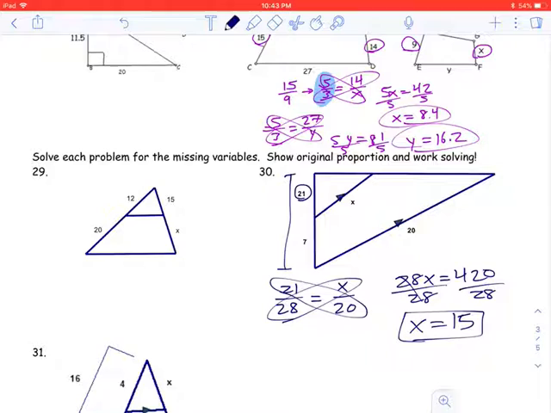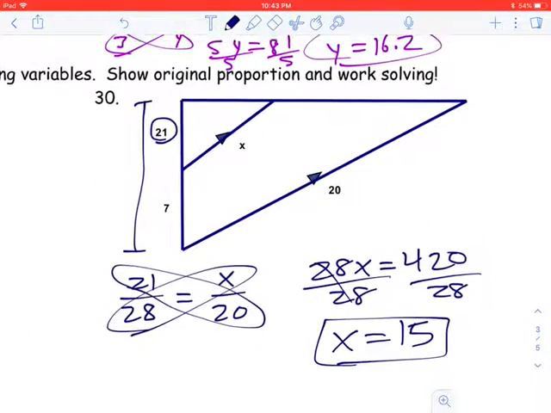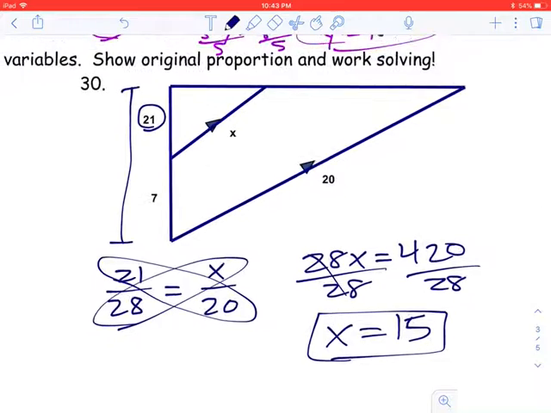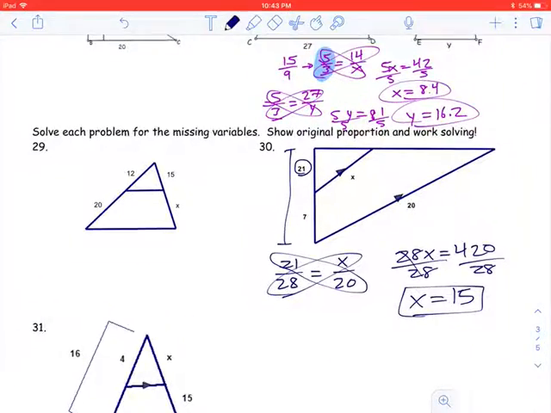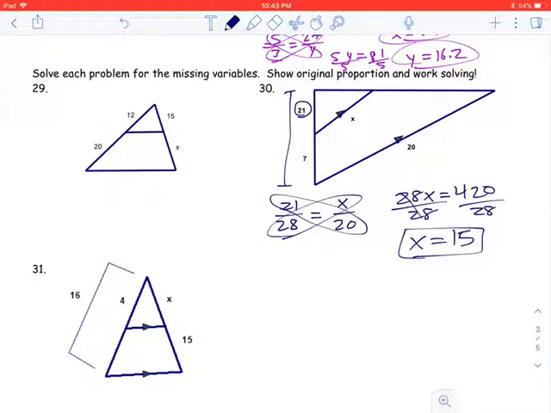Okay, so solve each proportion for the missing variables and show the original proportion. And we did. So that's the evens. Again, you need to make sure to finish the odds and evens and turn that in the day of the test. And let me know if you have questions.